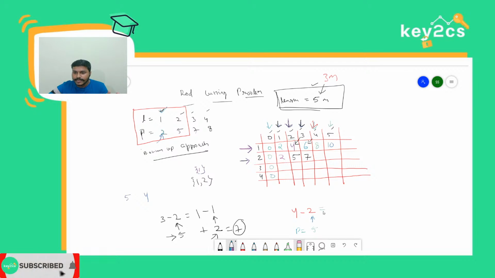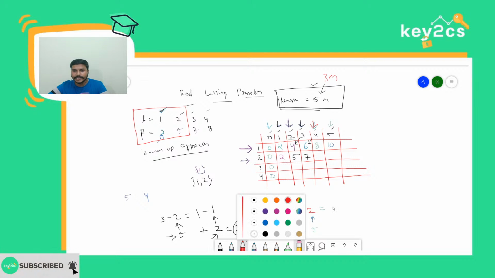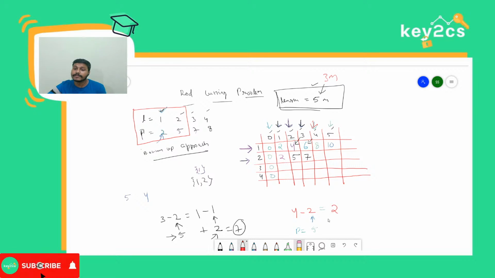What is the remaining length we have to make? Already a total of 4 meter is required. We have taken a rod of length 2 meter. So the remaining is 2 meter we have to make. How can we make 2 meter? You don't have to worry. See this.